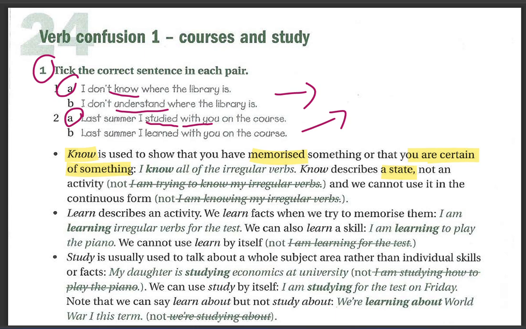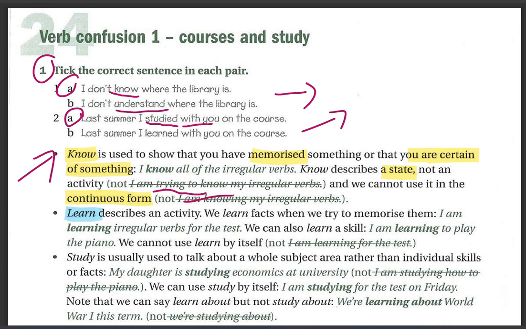Look at here. Not "I'm trying to know my irregular verbs." It's a state, so we don't use -ing. It's a state verb, and we cannot use it in the continuous form. No -ing. "I'm knowing my irregular verbs" is not correct. So with know, we don't use the continuous form. It's a state verb. And also it means that you have memorized something or you are certain of something. But look at the next one, learn.